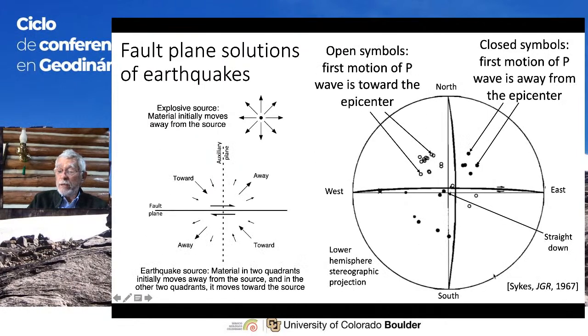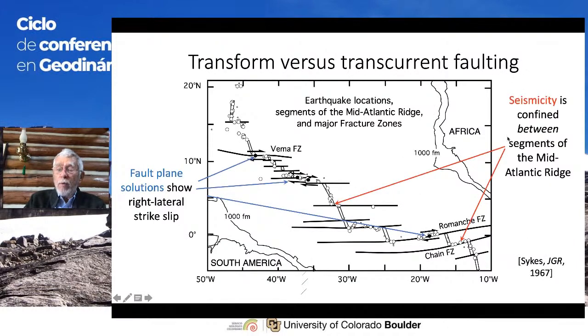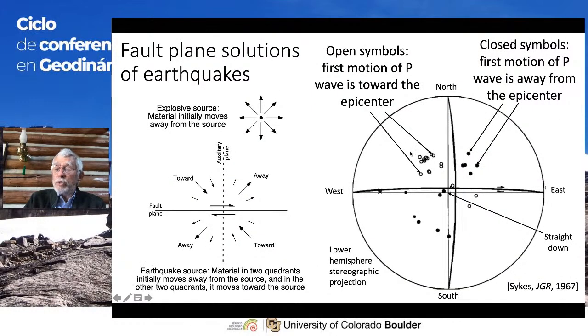And this is what Sykes did, published in '67. This is a lower hemisphere diagram of the stereographic projection. So the middle is straight down and the ring around the edges is the horizontal direction, not distance, to the east, to the north, to the west, and the south. And the black dots show first motions that are away from the center, moving outward initially. And these are where the first motion of the P wave is towards the earthquake, towards the center of the picture here, in the middle.